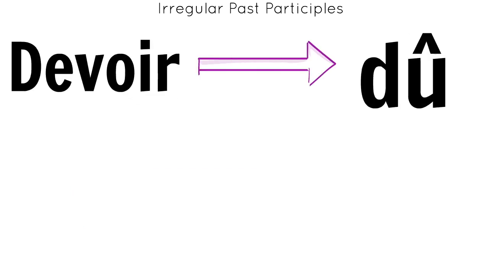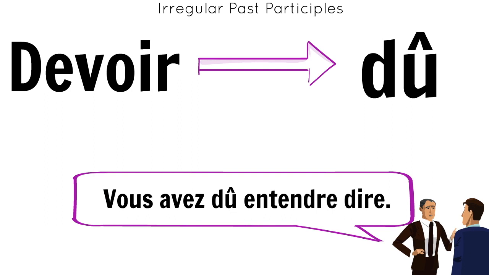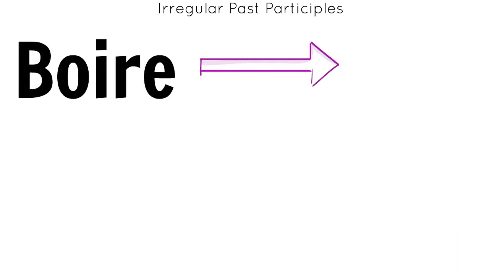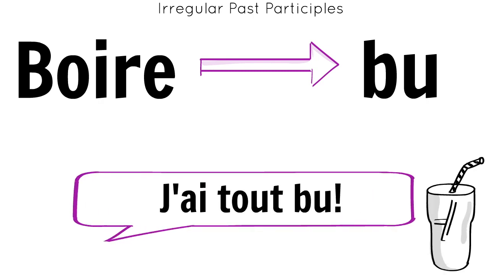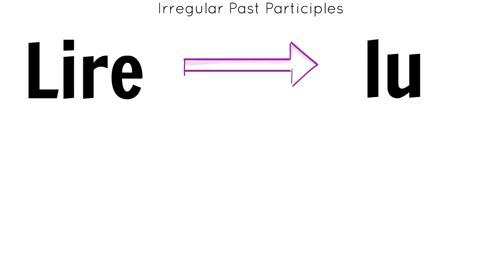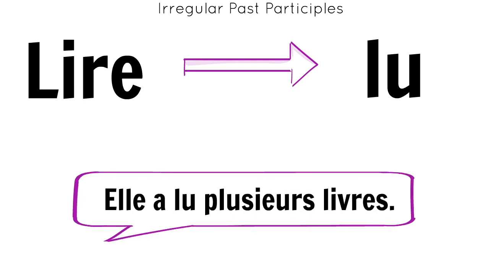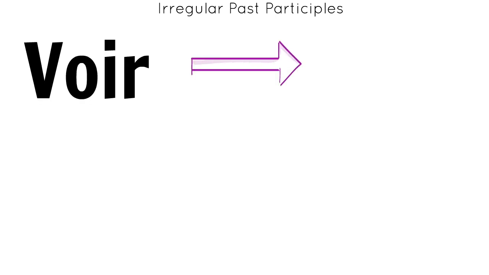Devoir takes dû. Vous avez dû entendre dire. You must have heard it said. Boire gets bu. J'ai tout bu. I drank everything. And lire is lu. Elle a lu plusieurs livres. She read several books. Continuing, voir becomes vu.